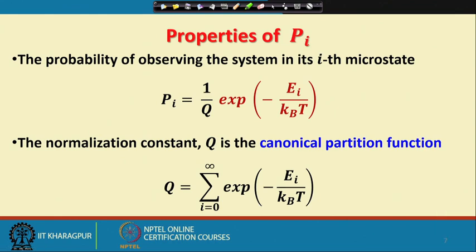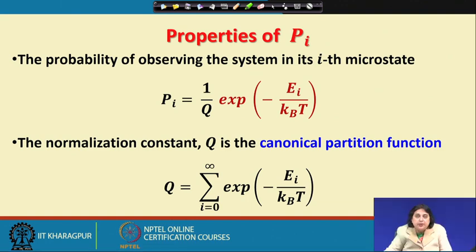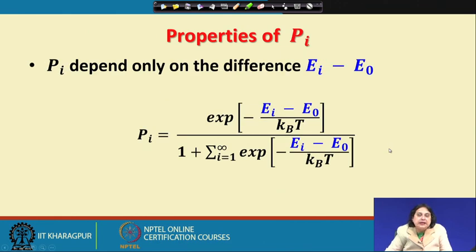I finish this lecture, I would quickly like to highlight the other end of the three relationships that we have learned in this class. So, we have learned what P_i is. P_i by definition is related to capital Q and E_i, where capital Q is the canonical partition function, which you have already seen. Now, let me go a little farther and say that, did you notice that P_i depends only on the difference E_i minus E naught?